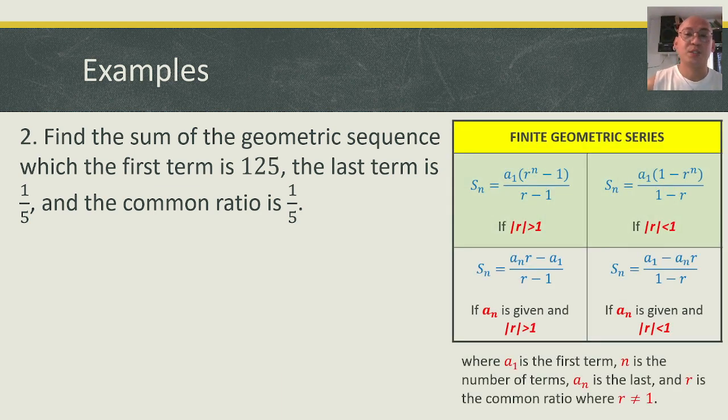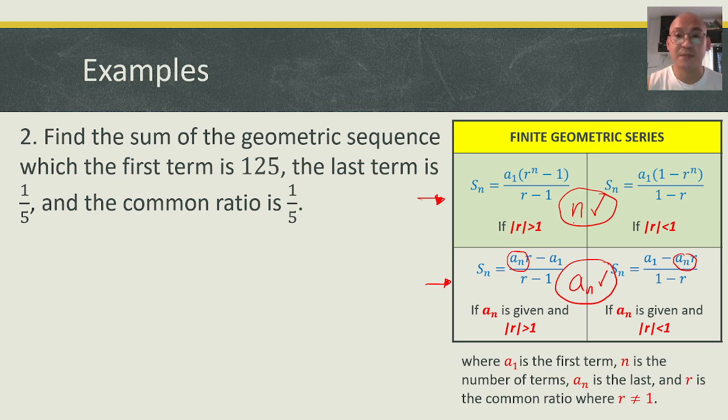So, on the formula guide that we have, as we have said, we are using the first row formulas if n is given. We can use the second row formulas if the last term is given. As on the formula we have here a sub n, we do not have the n value, so we will use the second formula.